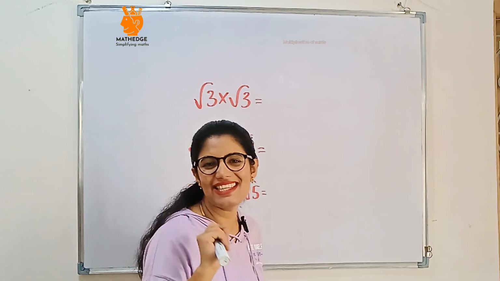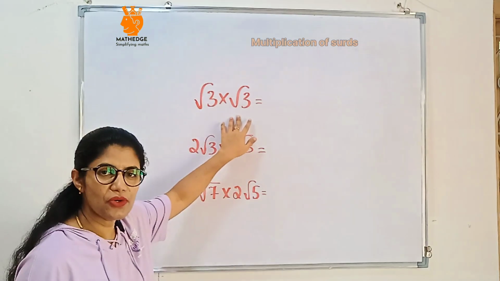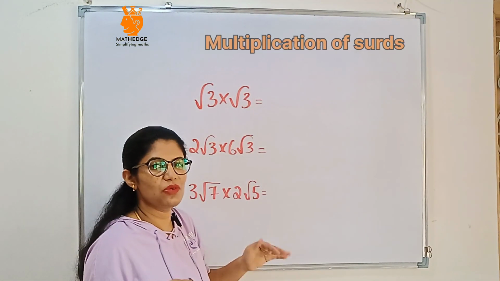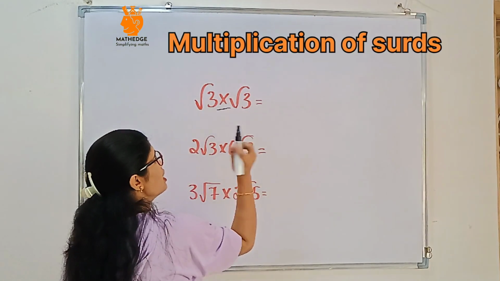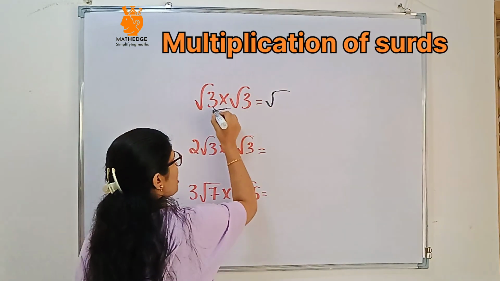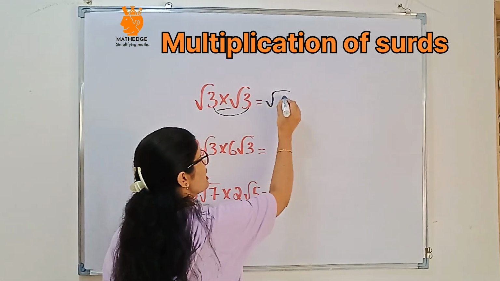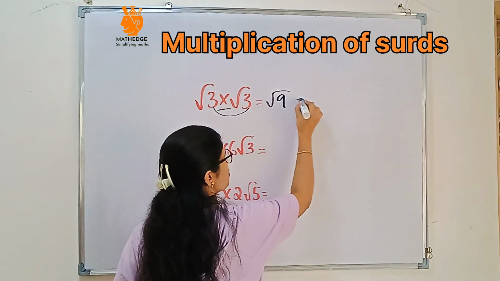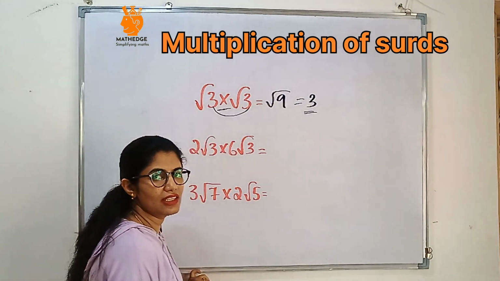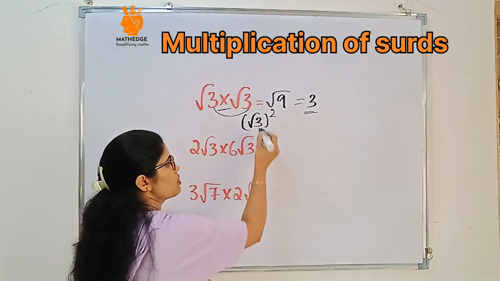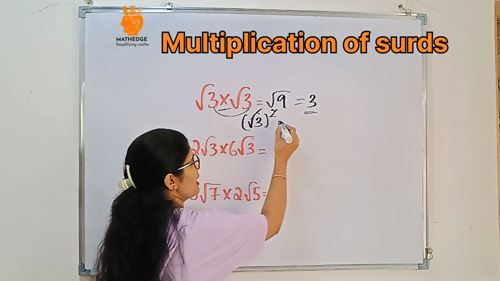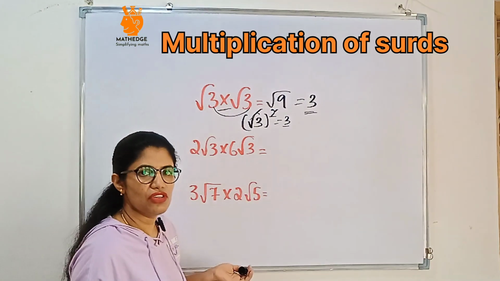This is where it gets spicy. Root 3 into root 3. So usually what do you write for root 3 into root 3? You write root 6. No, this is wrong. Here we have a multiplication, right? So first write the root. What you have inside the root, multiply: 3 3s are 9, right? Then square root of 9 is 3. This is the answer. Or you can write root 3 into root 3 as root 3 whole square. Then square and square root will get cancelled. It will become 3. So like this also we can do.